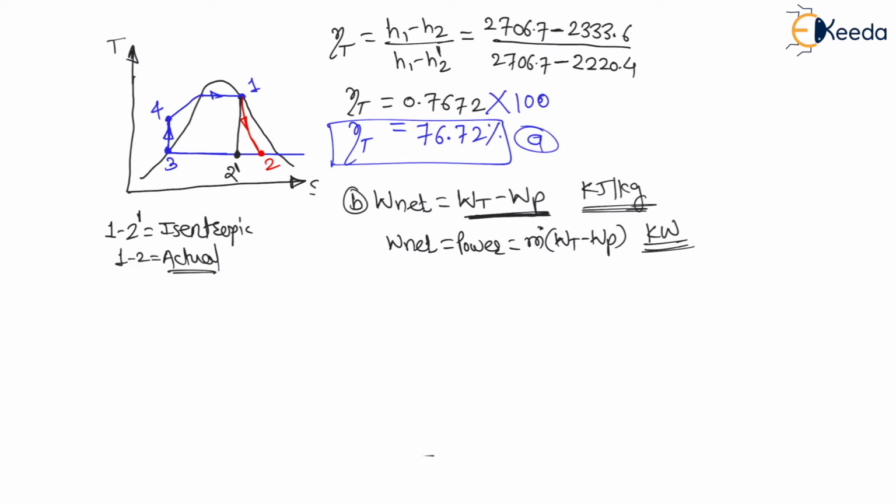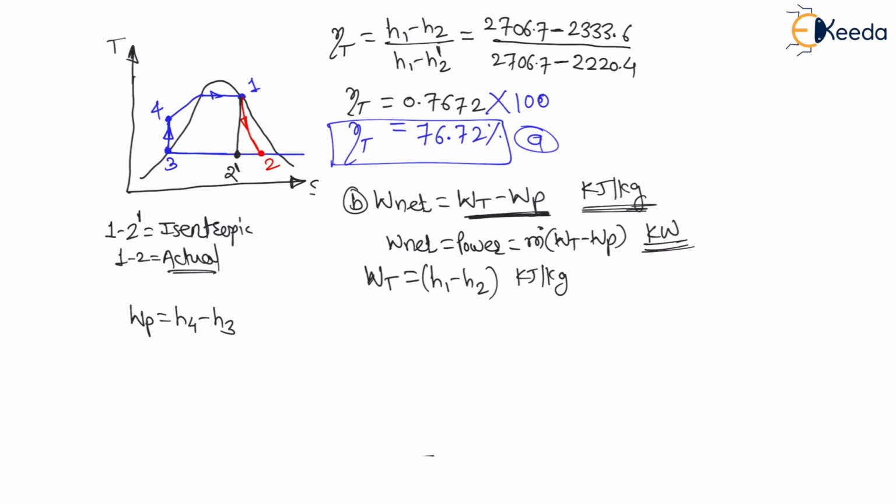Now here work of turbine, we will see work of turbine. Turbine is nothing but 1 to 2, which will be H1 minus H2, right? This should be kilojoule per kg. This is the work of turbine in kilojoule per kg. Also, if I want to find work of pump, pumping is from 3 to 4. Therefore, enthalpy difference from 3 to 4 is work of pump. Therefore, work of pump is nothing but H4 minus H3.